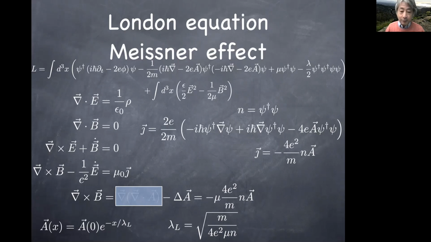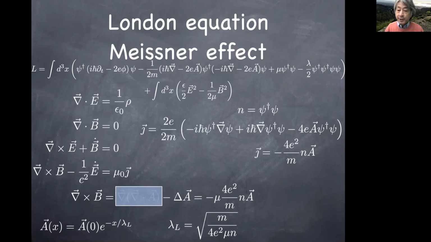Now you work out what this lambda L should be, and that's given by this combination. That's just the inverse of this in square root, as a solution to this Maxwell's equation in the presence of the condensate. So what you learn here is that the magnetic field, as a consequence, damps exponentially into the superconductor, given by this finite charge density n.